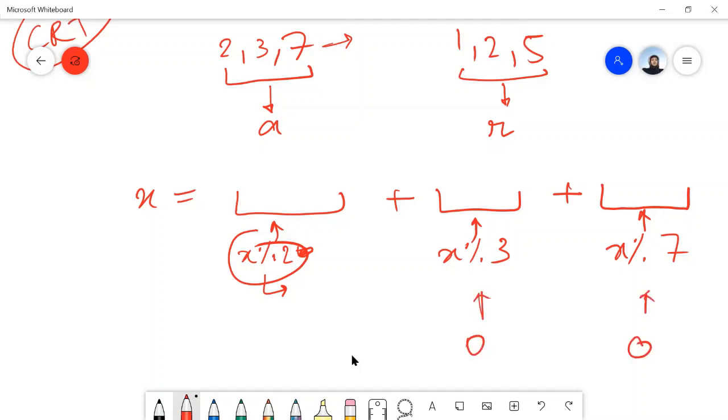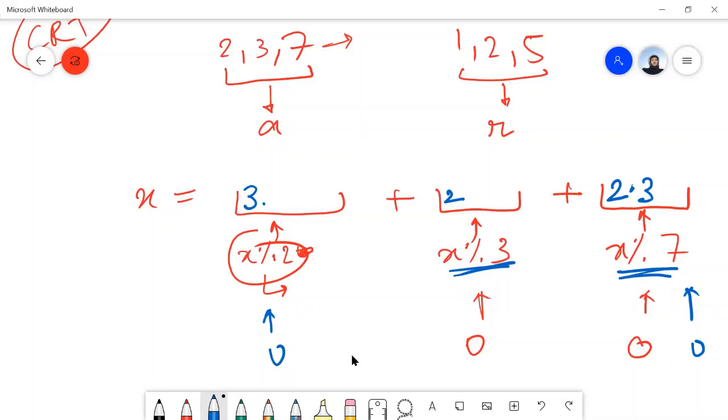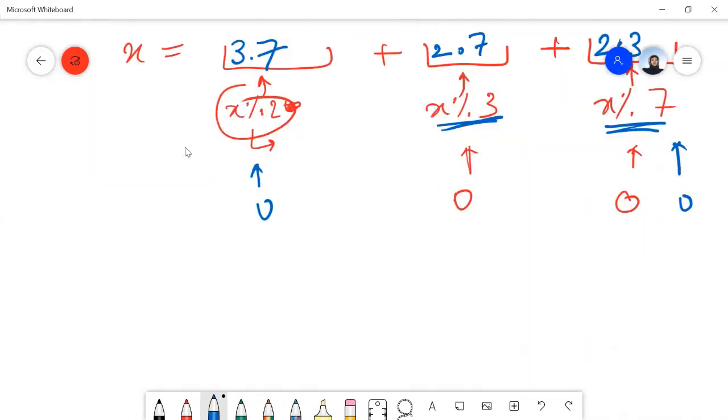For giving 0, these two buckets should be multiples of 2, right? So we will multiply by 2. Again, for the value of mod 3, the other two should be 0, so we'll multiply by 3, because that should be a factor of 3. Then only its mod would be 0. Again for mod 7, the other two should be multiples of 7.